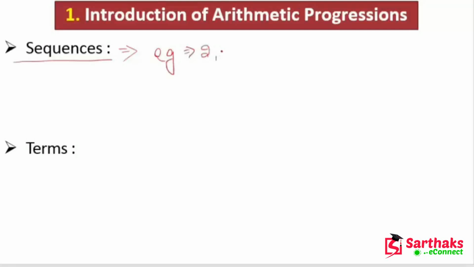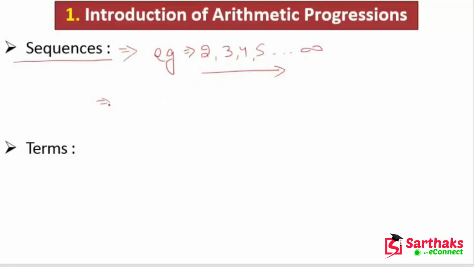2, 3, 4, 5, and so on. This is a sequence followed by a pattern, because it is the increasing order of the numbers: 2, 3, 4, 5, 6, and so on. I hope you get this point. What is a sequence? It may be finite or it may be infinite.